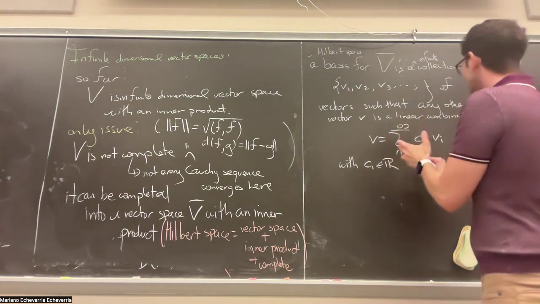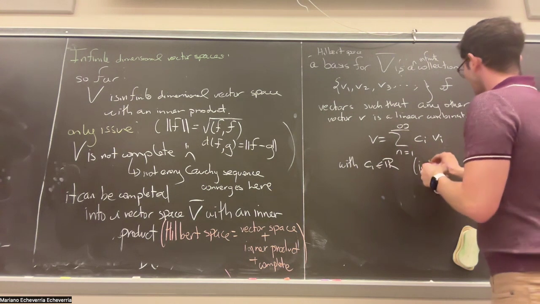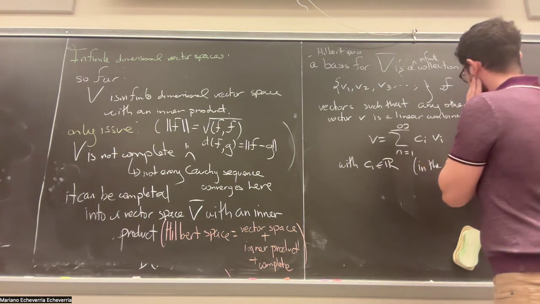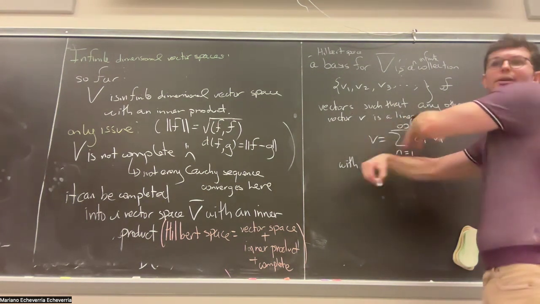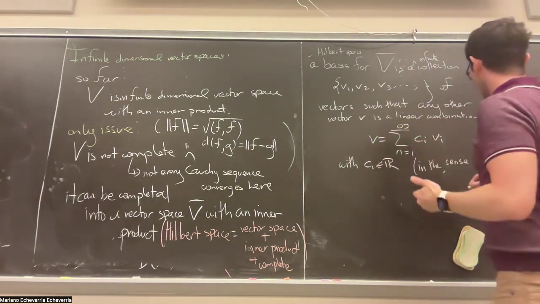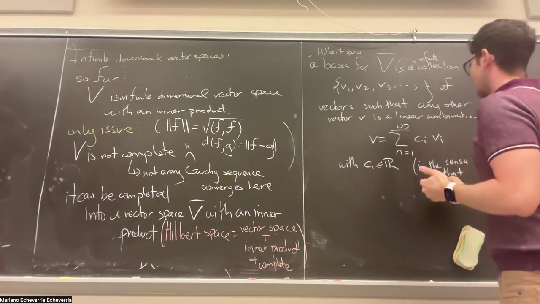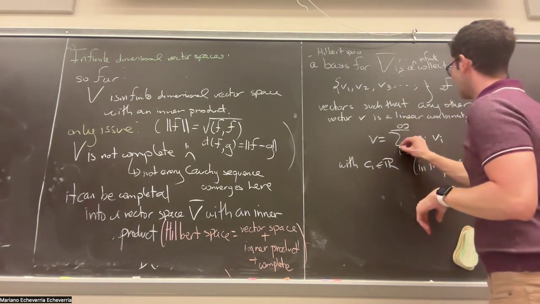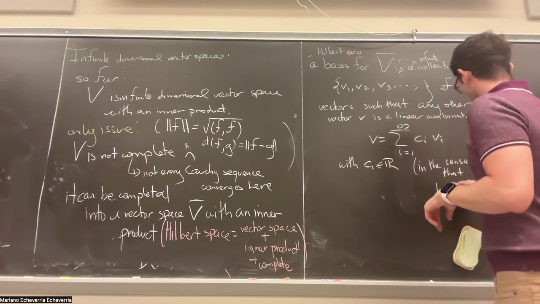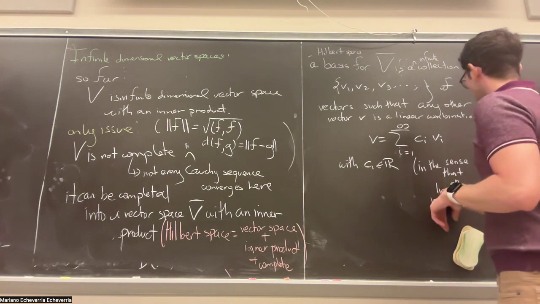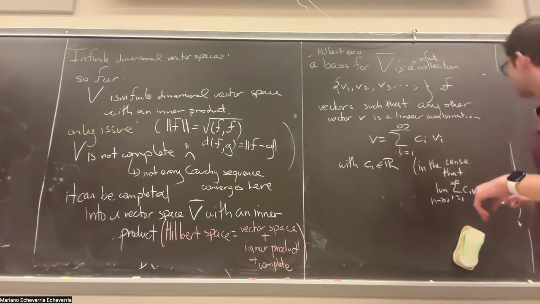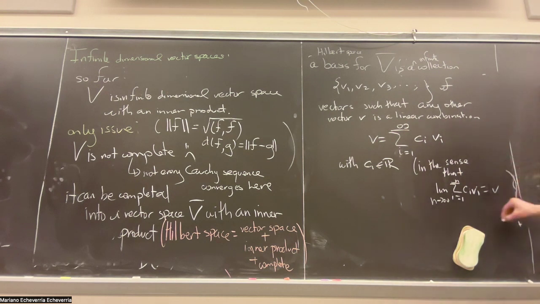By this, I just mean in the sense that the limit of the partial sums, what is a series? A limit of partial sums, right? The limit of the partial sums as n goes to infinity gives you back the v. And that can be defined because now you do have a notion of distance. So it means that for every epsilon, and so on, you have the same notion of limit.